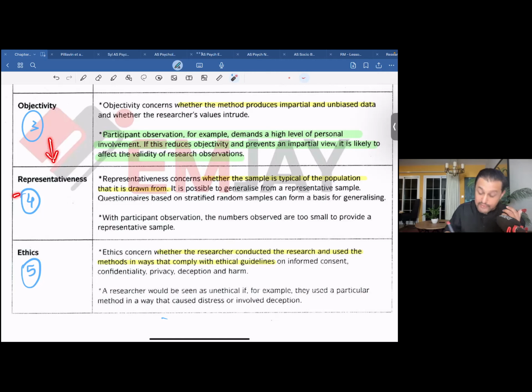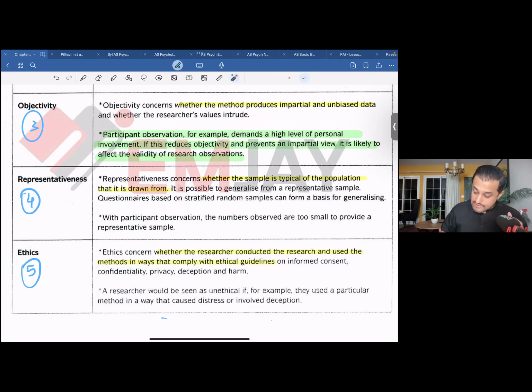Next in line we have representativeness. Representativeness concerns whether the sample is typical of the population that it is drawn from, right? Like I said earlier, while conducting research, the researcher should try to the best of their capacity to ensure that the sample they choose to collect data from is representative of the entire target population. Only if it is could you claim that the findings of your research might be generalizable to the wider population.